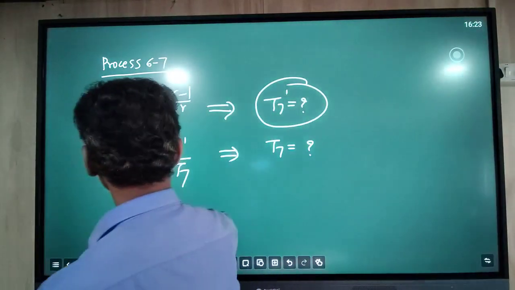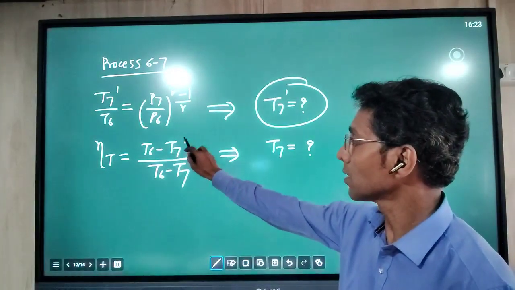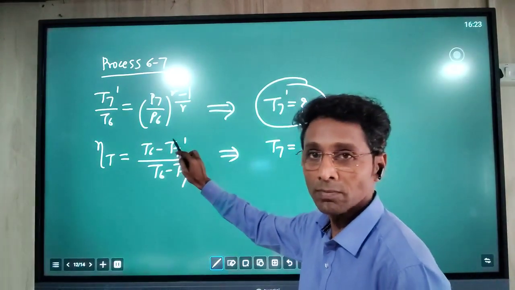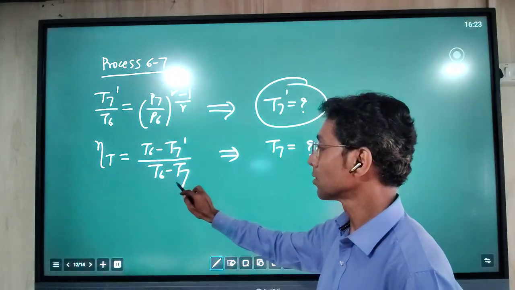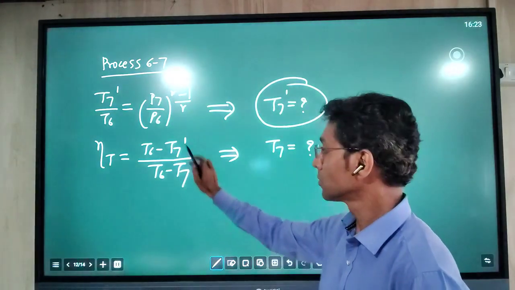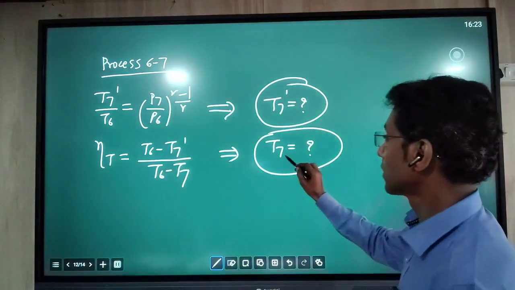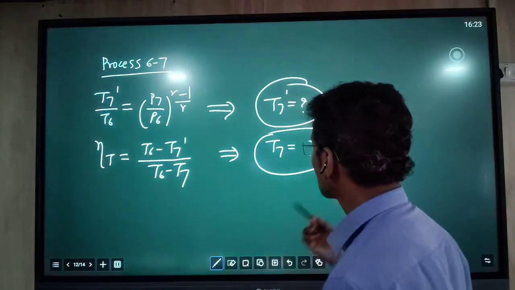And by using this turbine efficiency formula, which is the temperature drop during the expansion process, the ideal temperature drop, because it is smaller than the actual, so smaller divided by larger temperature drop. This formula gives us the temperature of exit of the turbine, that is T7, the actual temperature.